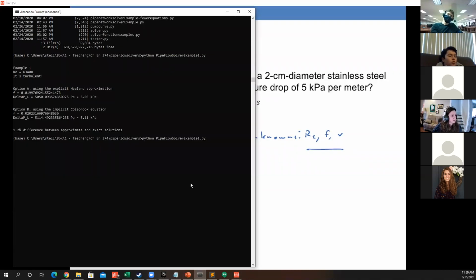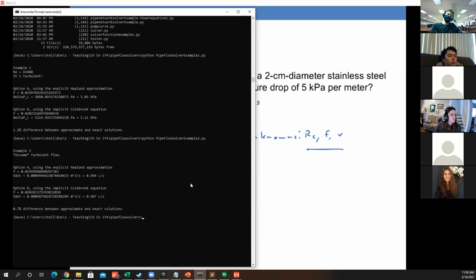This is example 2. So I assumed turbulent flow. I got the difference, and then I used the Haaland and the Colebrook, and what I would want to do at the end would be to calculate the Reynolds number to check that and make sure it was turbulent.